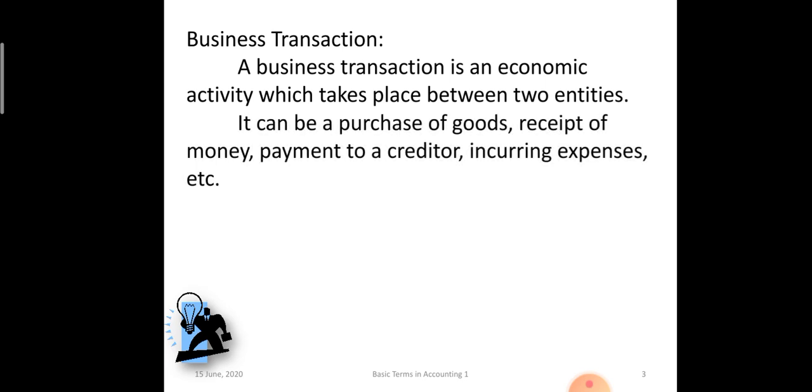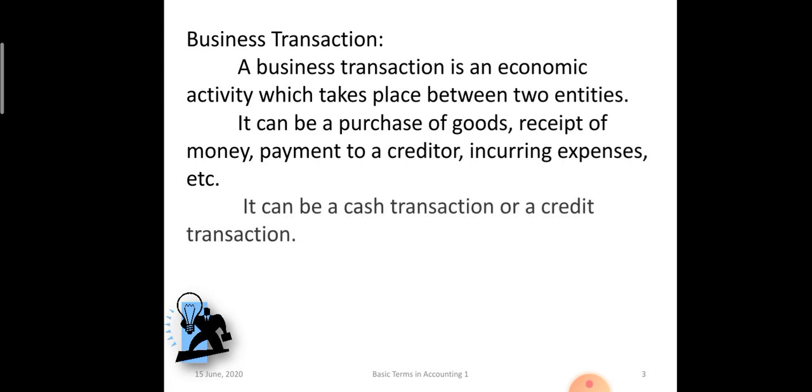It can be a purchase of goods, receipt of money by the business, payment to a creditor, or incurring expenses like payment of salary, payment of commission, electricity bill, etc. The business transactions can be cash transactions or credit transactions. When the amount is paid immediately, it will be known as a cash transaction, and when the transaction is entered into with the promise of making the payment on a later date, it will be known as a credit transaction.